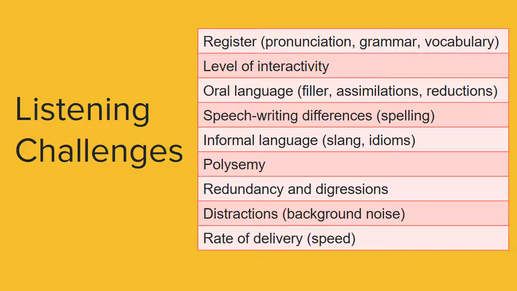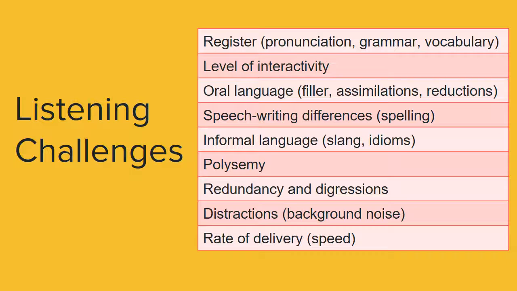We've talked about polysemy before. Polysemy means the different meanings of words. That's the same word might have multiple meanings, and that can be a challenge when listening because we may not know which meaning is being used. Oral language tends to have more redundancies where people repeat themselves, or digressions where people go off on a tangent and talk about something that's not related to the main topic. So learners have to recognize redundancy and digressions, when to ignore those things, and when to focus on the main idea.